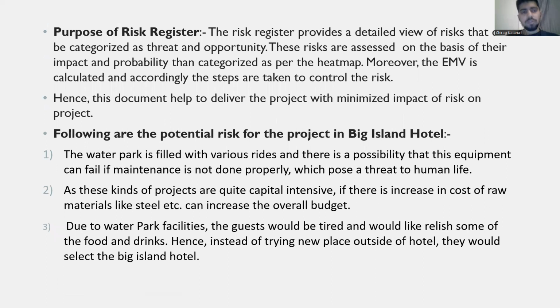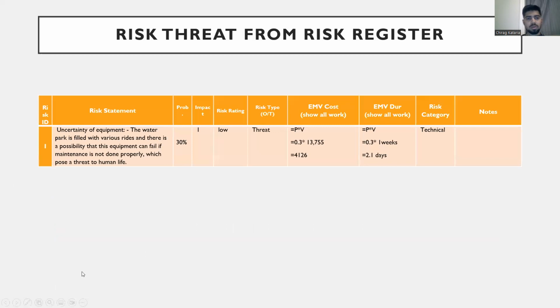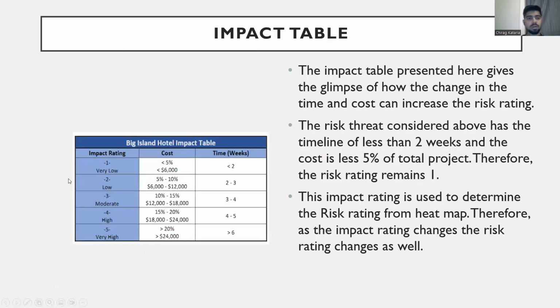Now, discussing the purpose of the risk register, it is to assess the impact and probability of a risk, and therefore determine the severity of the risk. Following are the risks in the case of the Big Adden Hotel. The risk that has been identified here is the uncertainty of equipment, or equipment failure.